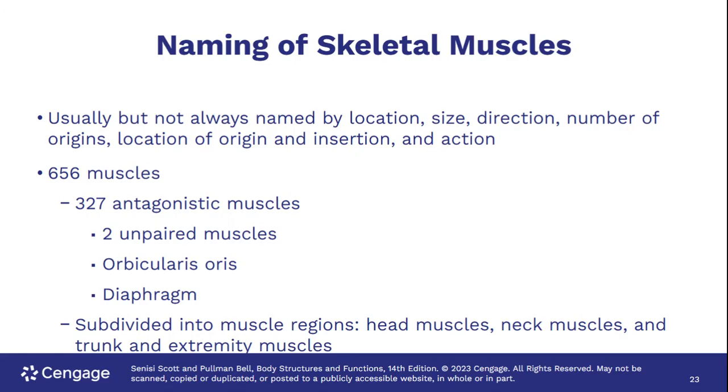An example of location would be the frontalis muscle. Obviously, it's the location of where it is. Direction of fibers: external abdominal oblique, at the edge of the lower rib cage. Okay, the number of origins, an example would be biceps. Okay, biceps have two-headed muscles.